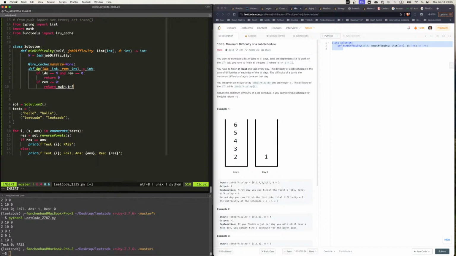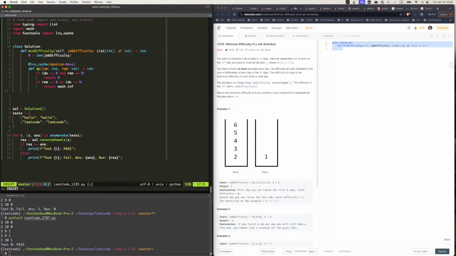Another impossible case is we have remaining days but we run out of jobs. We still have days left. So that's when you say or index is equal to n. So if remaining is smaller than 0 and index is not equal to n, or remaining is larger than 0, so we still have days remaining but index is already n, both of these are impossible cases. So other cases I think are possible.